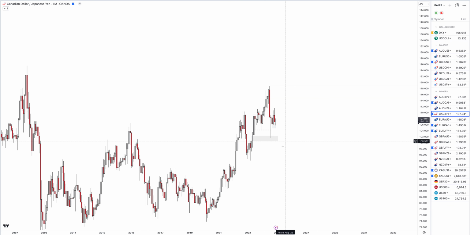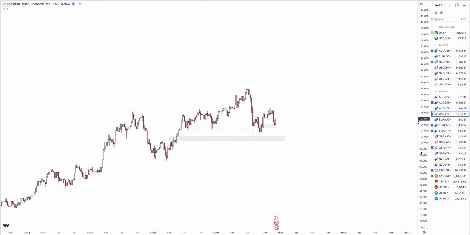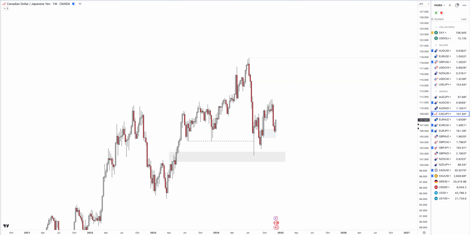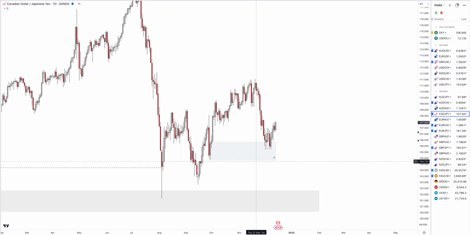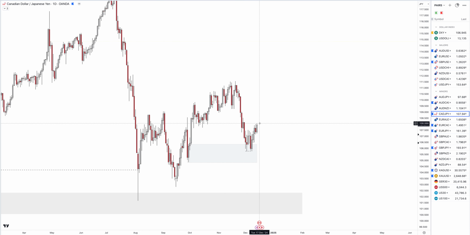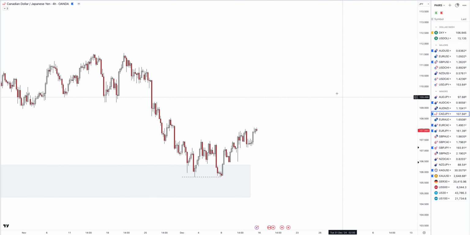So we can see on the monthly time frame, price tapped into this imbalance. We swept liquidity, and since then we've just been trying to continue higher. And on the weekly time frame as well, actually it's clear on the daily time frame. We've got this order block over here, we've swept liquidity over here, and I'm just looking for confirmation now on the 4-hour to go long on this pair. I'm really liking the longs on this.